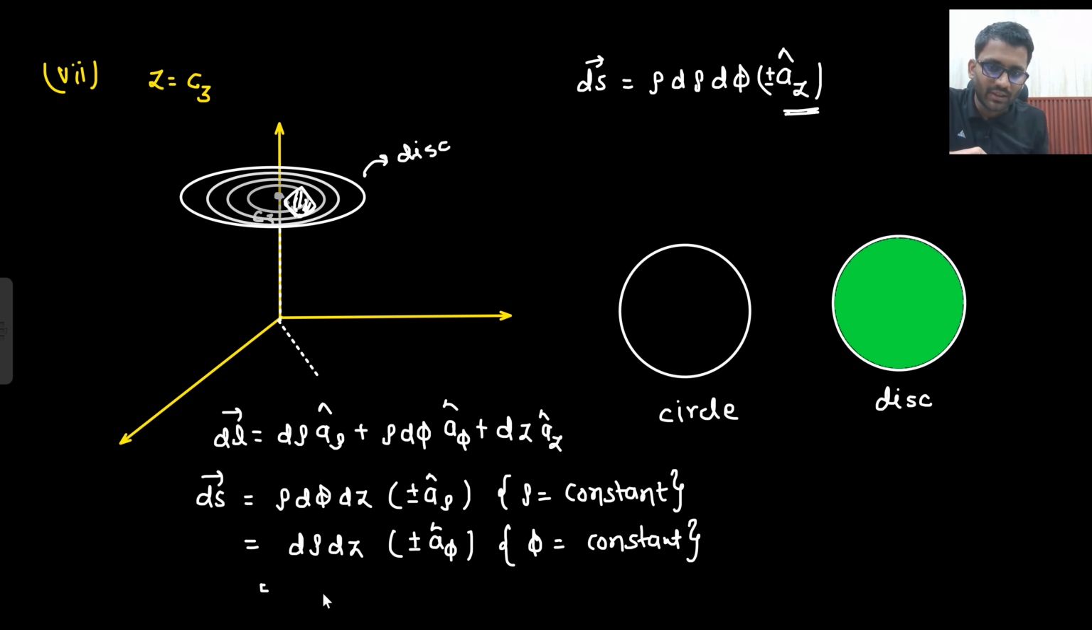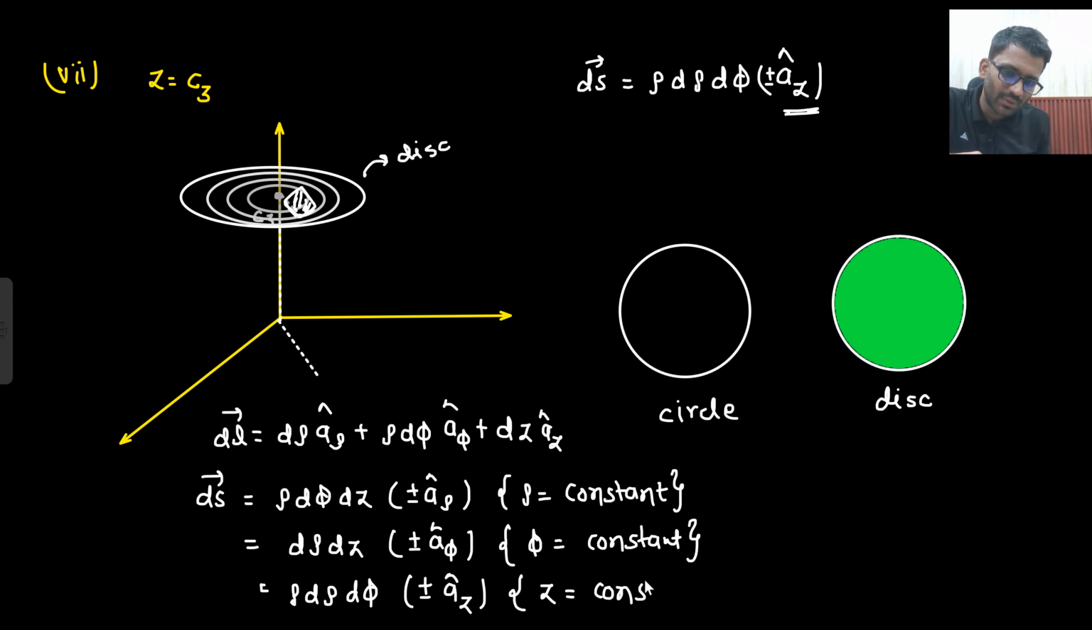And what about a z? Forget about this dz. So rho d rho d phi, plus minus a z cap. What is the equation? The equation is z equals constant. Say yes or no. So this is your summary. And if I need to write down the differential volume, all will be multiplied: rho d rho d phi dz.